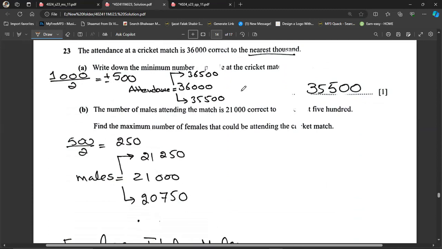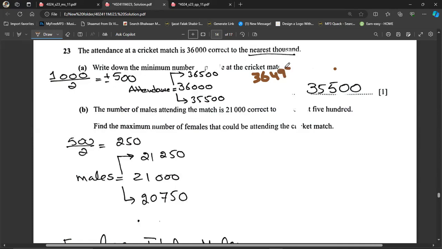So the question is the minimum people. So 36,000, add 500, 36,500. From it, subtract 500, you get 35,500. This is the answer. Be very careful about this number. This number should not be this. This number must be 35,500. This part is done.